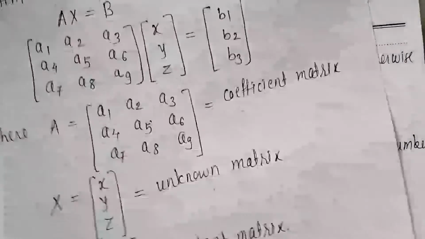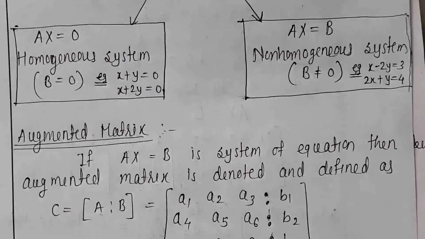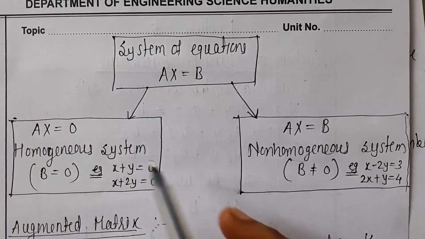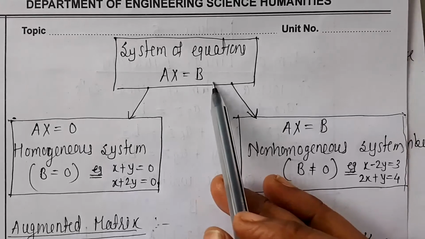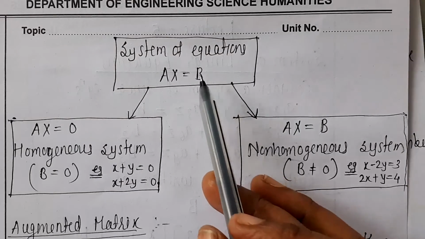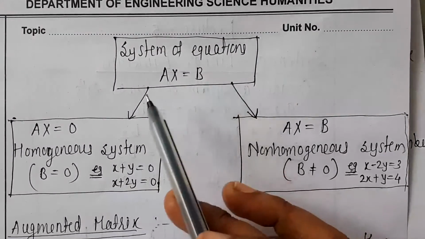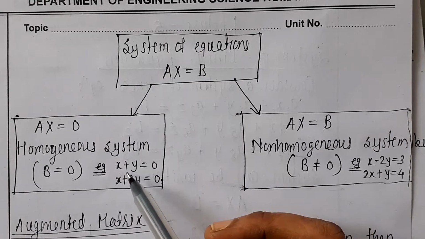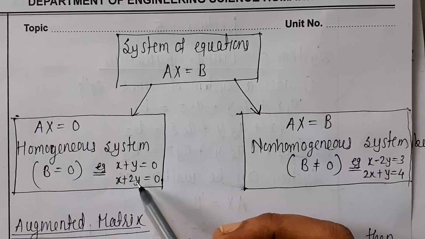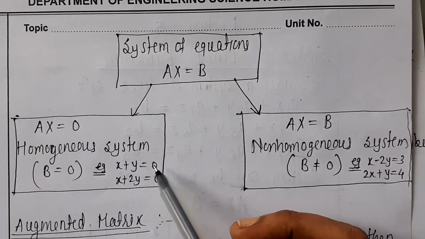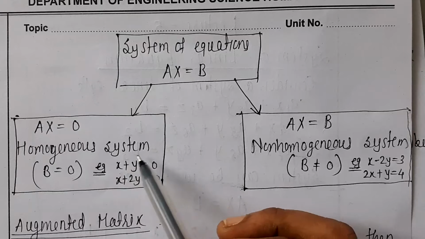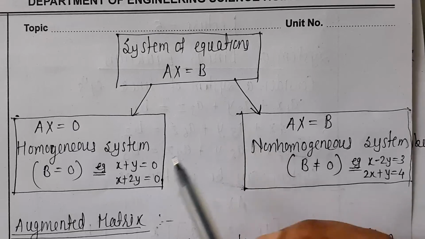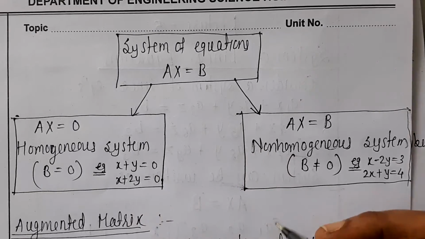Next we have to check whether the system is homogeneous or non-homogeneous. So what is a homogeneous system of equations? If Ax is equal to B is the system of equations, and B is equal to 0, then that system is called a homogeneous system of equations. For example, x plus y is equal to 0, x plus 2y is equal to 0. The right-hand side is 0, so this is a homogeneous system. It may also be x plus y plus z is equal to 0.